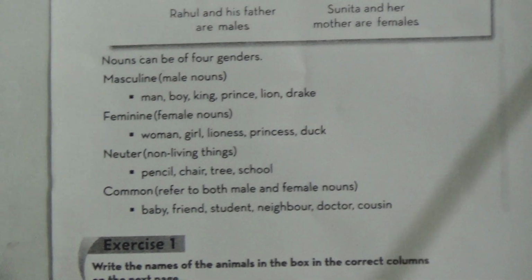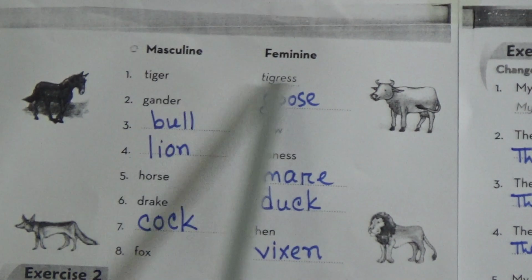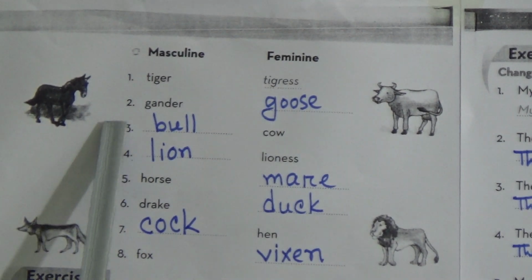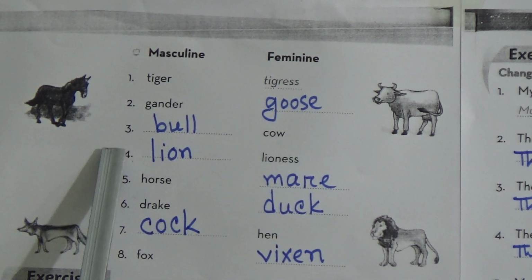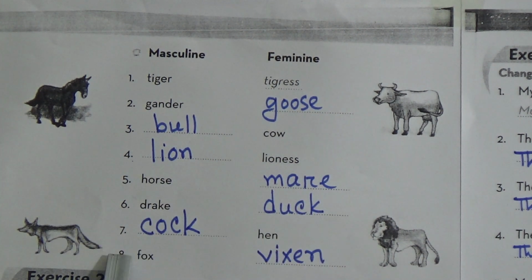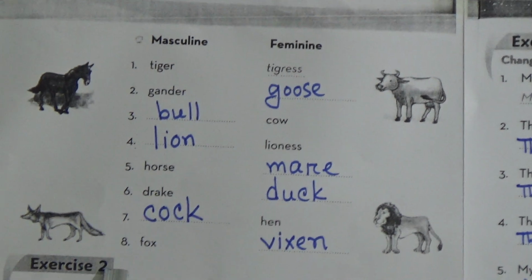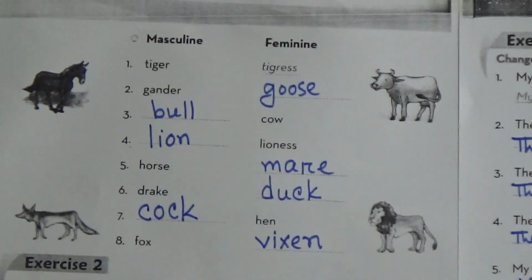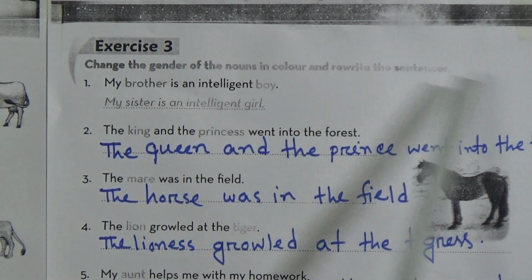Exercise 1: masculine tiger, feminine tigress. Number 2, gander, goose. Number 3, bull, cow. Number 4, lion, lioness. Number 5, horse, mare. Number 6, drake, duck. Number 7, cock, hen. Number 8, fox, vixen. And exercise 3, change the gender of the nouns in color and rewrite the sentences.